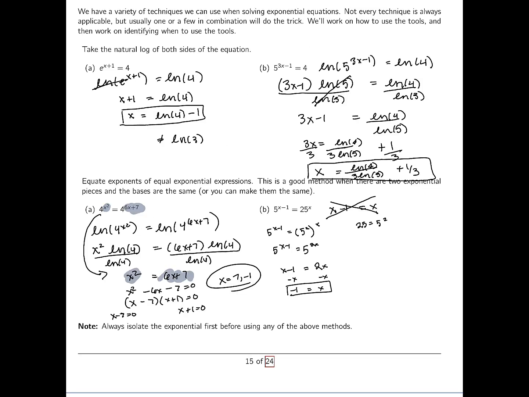So here are the two techniques that we can use. One is taking the natural log of both sides of the equation. This one works really well, especially when we have an exponential piece on one side and we have a number piece on the other side. And then we have this other technique of trying to write our two exponentials with the same base. If we can do that, then we can equate the exponents and go from there.